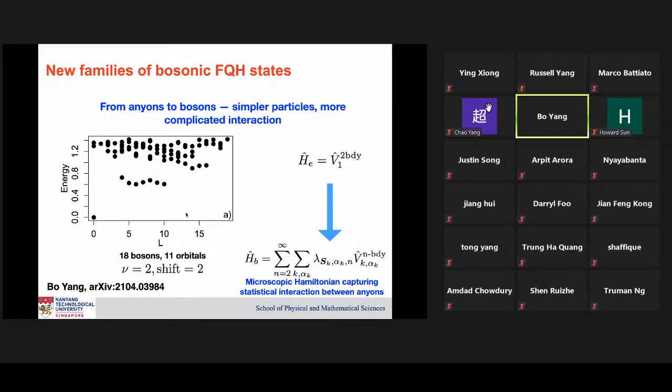So if we are converting anyons to bosons, we must give something, right? We can't just simplify the system. It turns out what we give is a much more complicated interaction. So if the anyons or fermions have very simple interaction, when we convert it into the basis of bosons, we have very complicated interaction because this interaction has to account for the statistical interaction between the original particles.